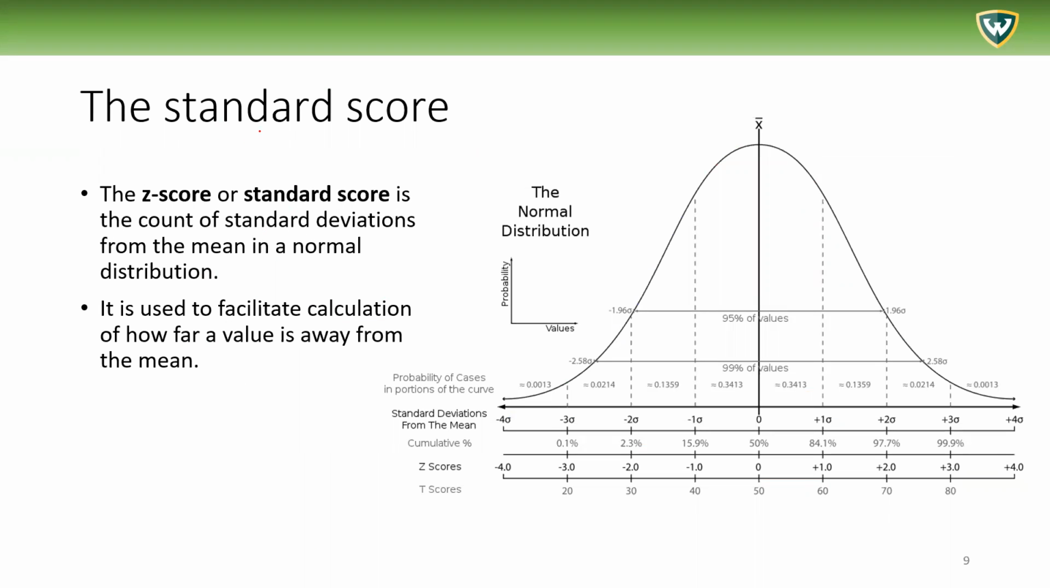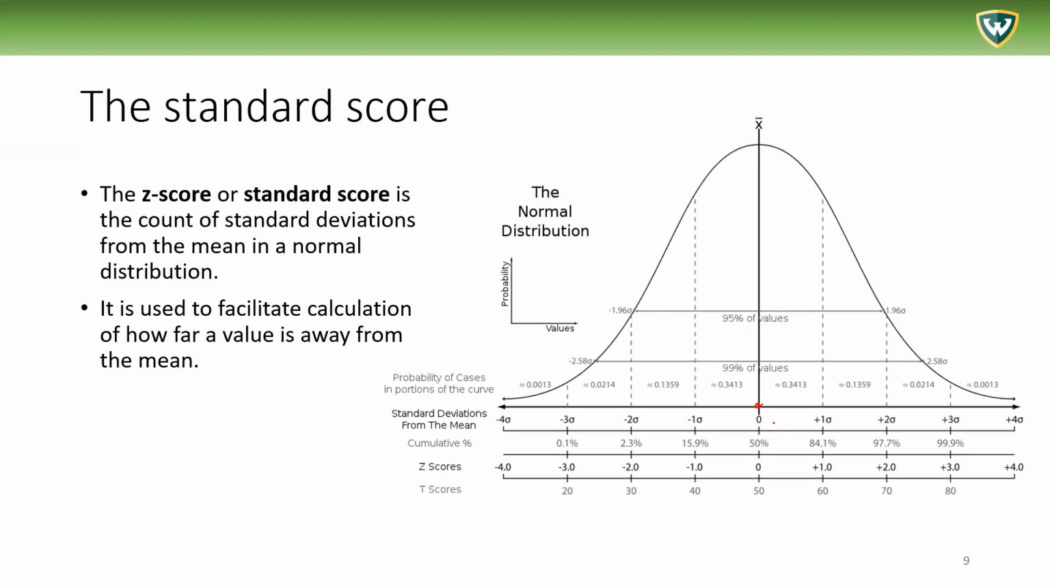Before we go into a specific example to clarify these, let's talk about the standard score. The z-score, or standard score, is the count of standard deviations from the mean in a normal distribution. It is used to facilitate calculation of how far a value is from the mean. Usually, with a particular variable, the mean is not going to be 0. It's going to be 3.7 or 12.3% or whatever it is. But the z-score standardizes whatever value you have, so that the mean can sit at the center.